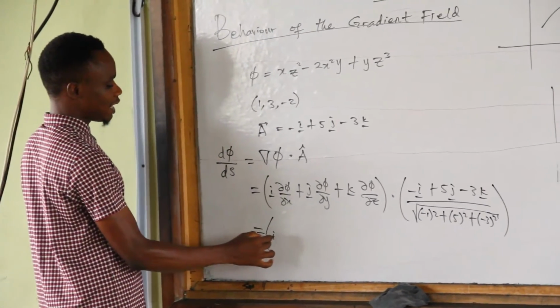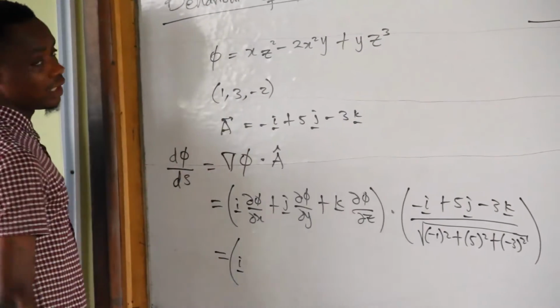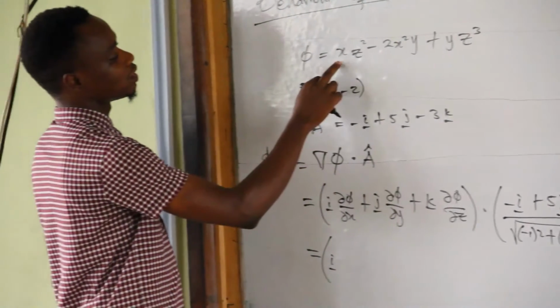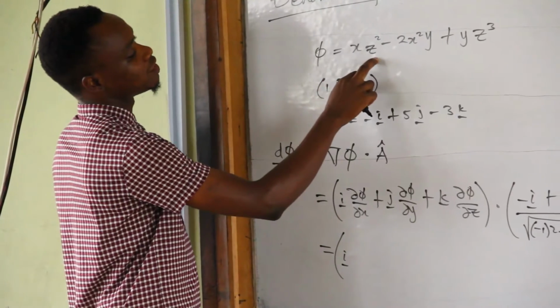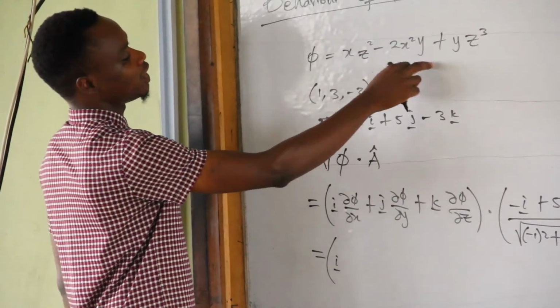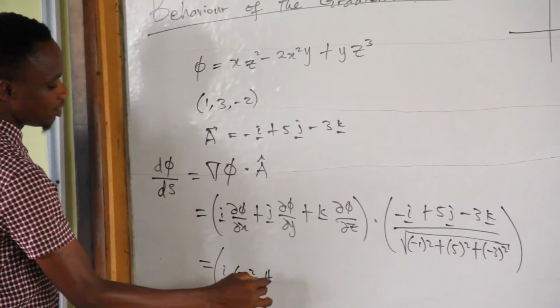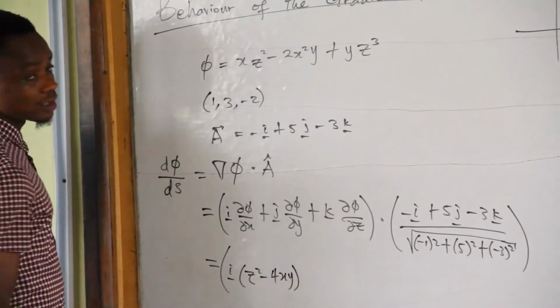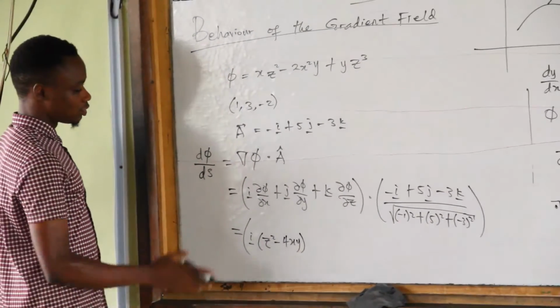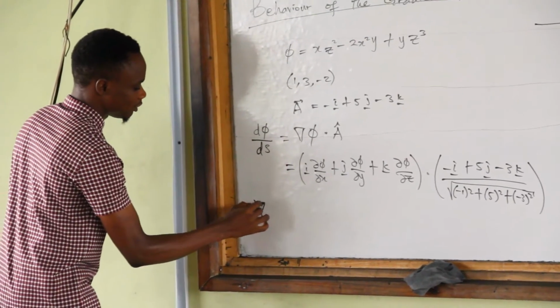This is going to give us i del phi del x. So I'll come here and find out what del phi del x is. Del phi del x is what? That will be z squared minus 4xy. Does that make sense? Do you understand that? So we can do them separately, and then we just put them together one by one.